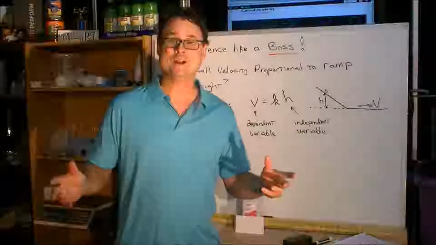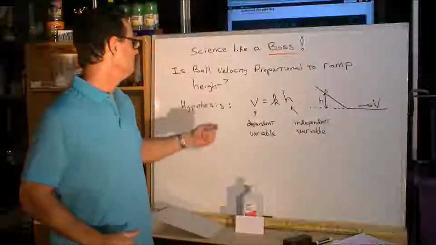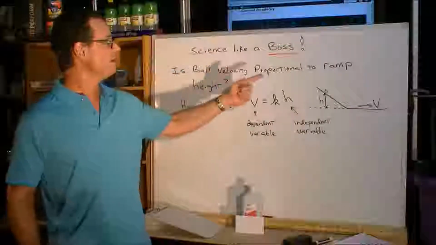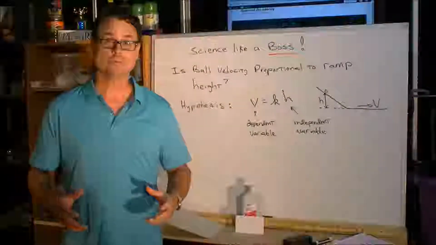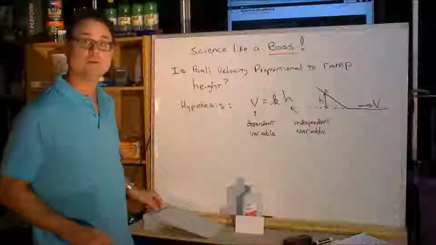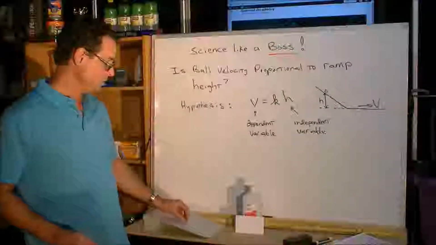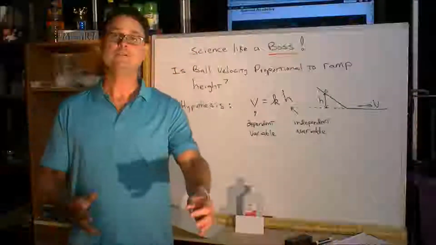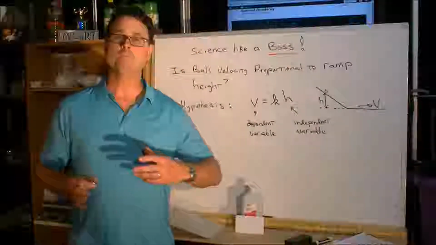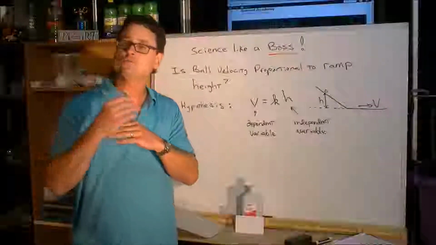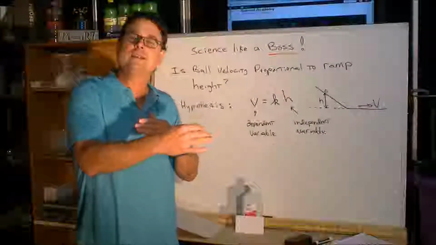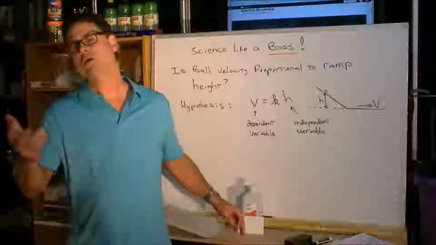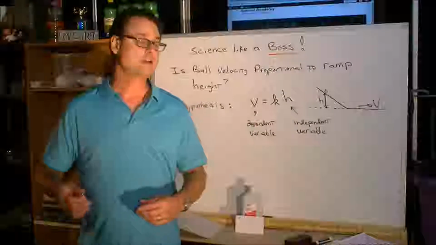Thanks for joining us today at Carmel Academy. I'm Dr. Courtney, and today's experiment is about whether or not the ball velocity is proportional to the ramp height. The experimental design is simply to roll a ball down a ramp and to use the video program Tracker to measure its velocity, not as it's rolling down the ramp because it's accelerating, but once it reaches the level table, its velocity is approximately constant or constant enough.